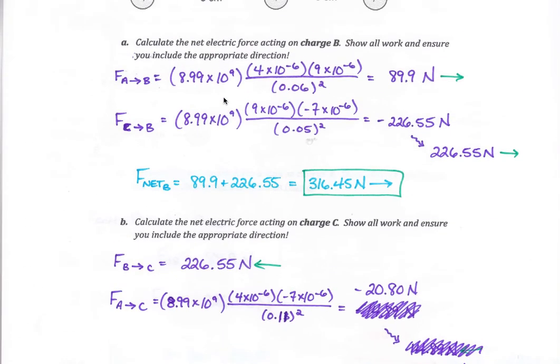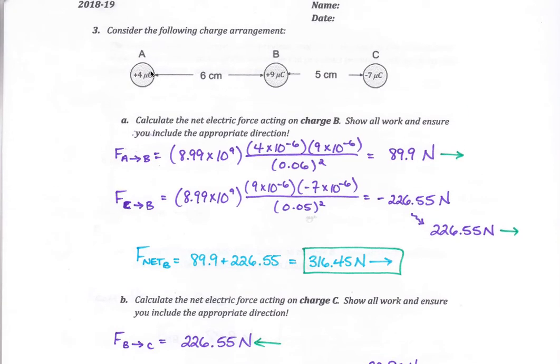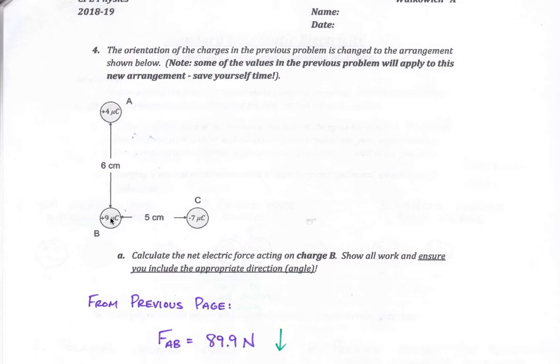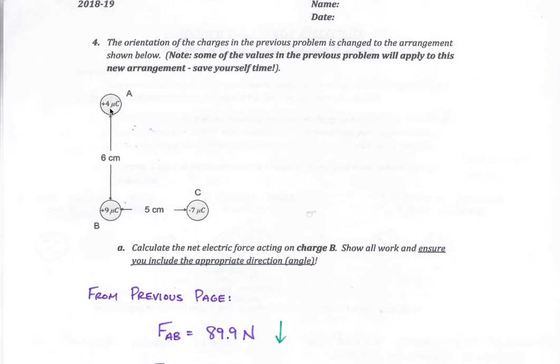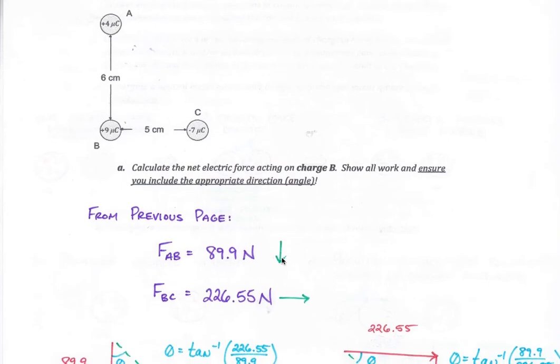So while the 89.9 was originally directed to the right because A was repelling B to the right, well, we've changed the orientation. So A still repels B, but no longer to the right. A will be repelling B downwards. So the 89.9 should be directed down, and B is still being pulled towards C, so this should be unchanged.